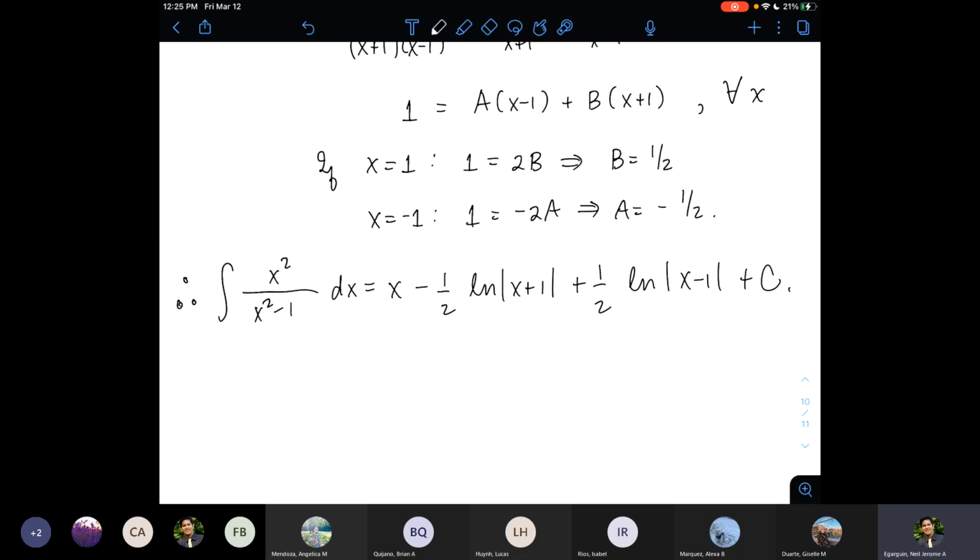So lesson here, whenever the degree of the top is greater than or equal to the degree of the denominator, do long division first. Otherwise, our trick in the partial fraction decomposition won't work.